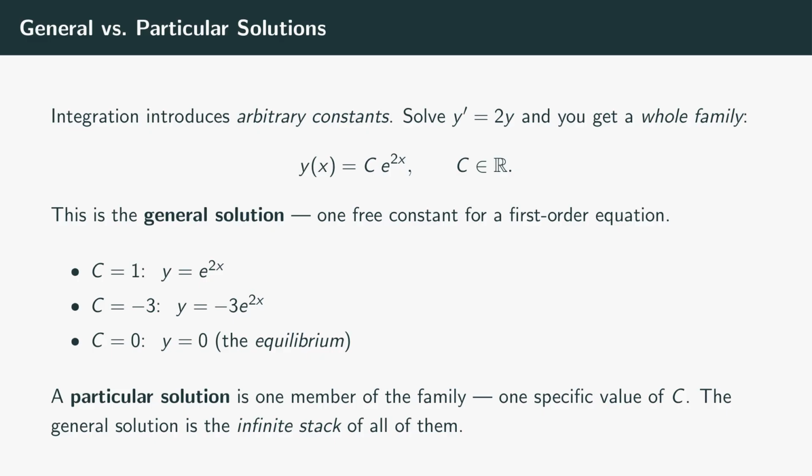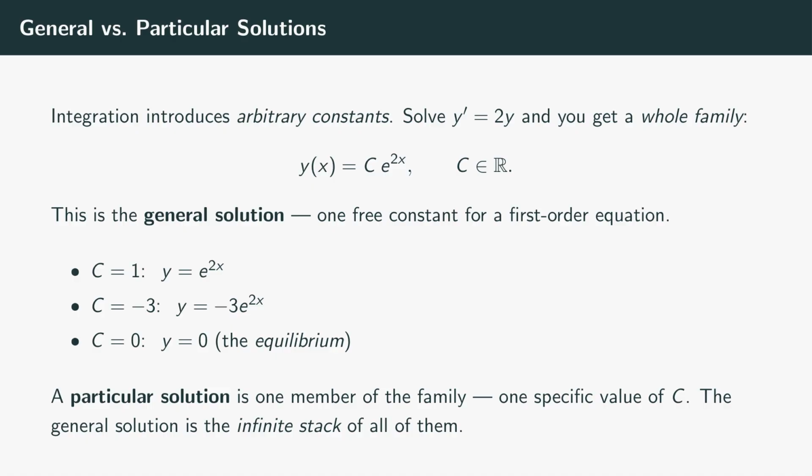A first-order equation gives one free constant. A second-order equation will give 2. Each choice of c is a different curve. Take c equals 1 and you get e to the 2x. Take c equals negative 3 and you get negative 3e to the 2x, a curve that dives downward. Take c equals 0 and you get the constant function 0, the equilibrium solution where nothing changes.